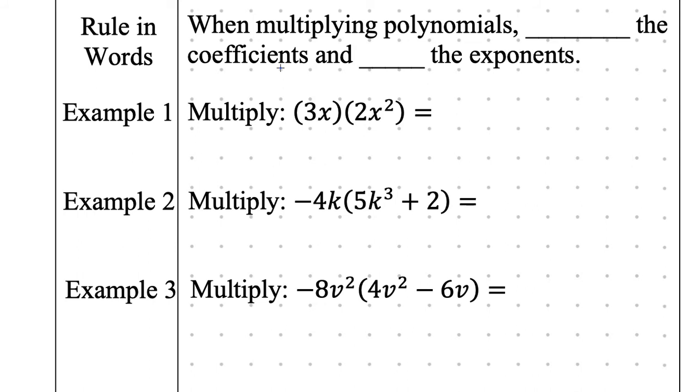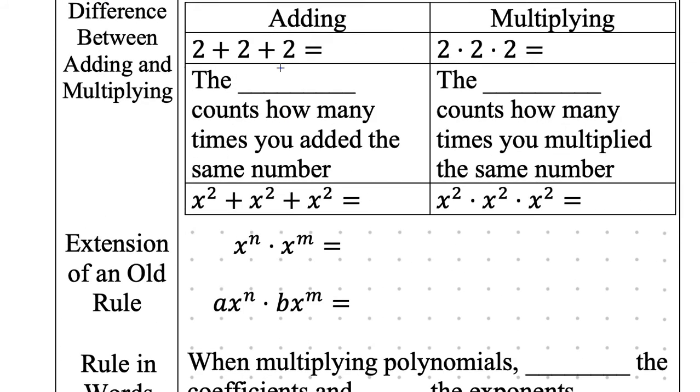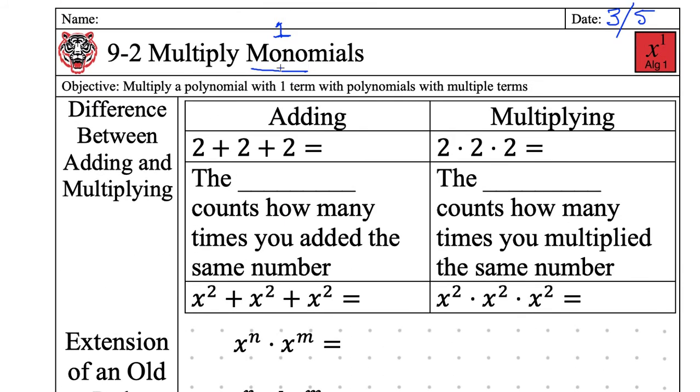Is a monomial like a term by itself? Yeah, just a term by itself. All right, so, and yeah, I was going to say other stuff, but that's good. Okay, so, objective. Who's got it? Eamon, no, I'll take your card. Multiply a polynomial with one term with polynomials with multiple terms. There it is. So, multiply a monomial by polynomials, in other words.